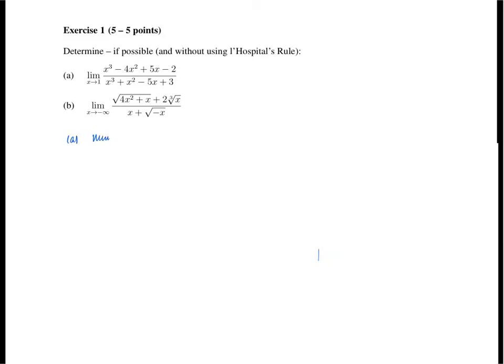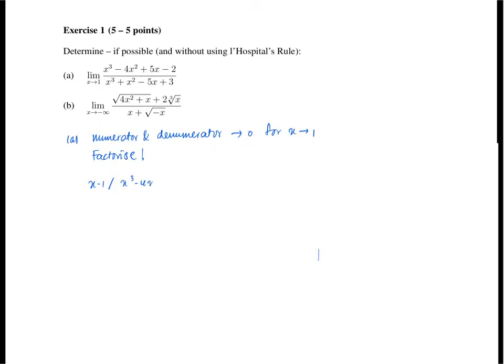Question A. Here, if we try to substitute the value of 1 in the numerator and denominator, then we see that we get 0. So for x going to 1, the numerator and denominator go to 0. Since we're dealing with polynomials of degree 3, we might factorize them.